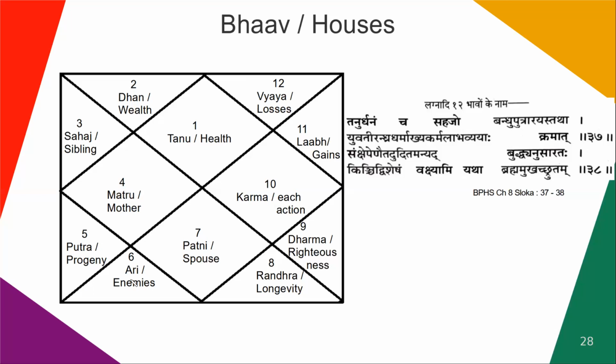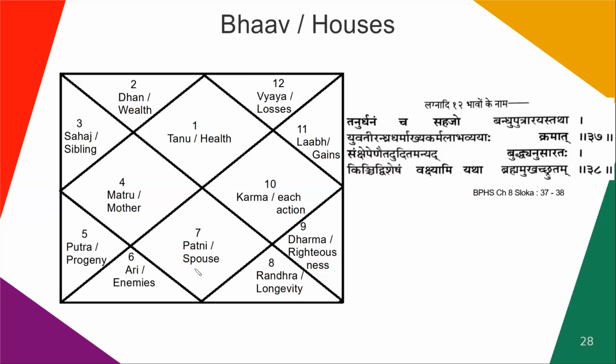The sixth house deals with Ari. Ari meaning enemies. So if you want to see if you have enemies in your life, or you have got a loan, can you repay the loans? Or you have some ill health, that can also be seen through the sixth house. So sixth house essentially is not a good house, so it belongs to the house of enemies.